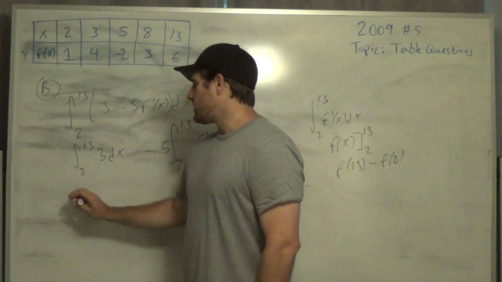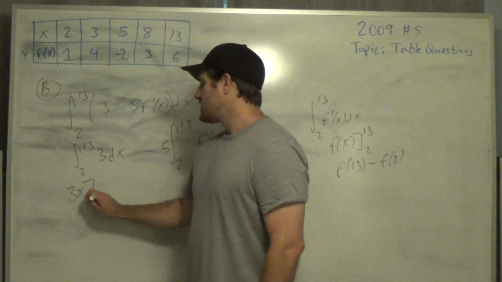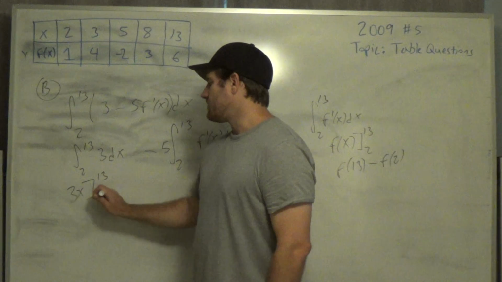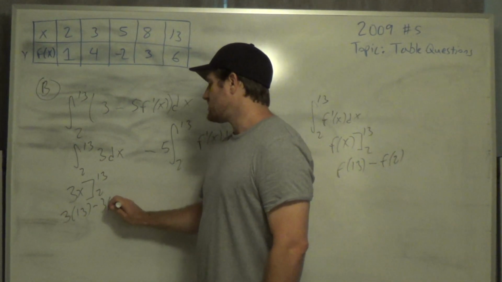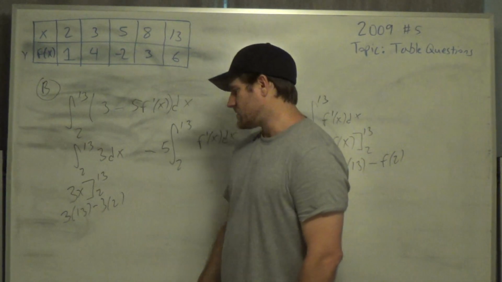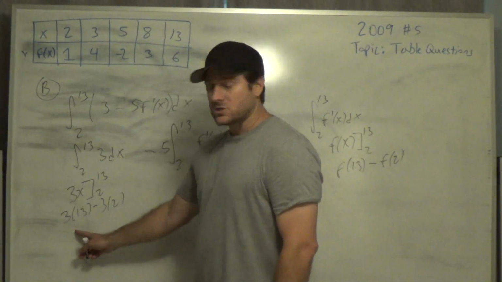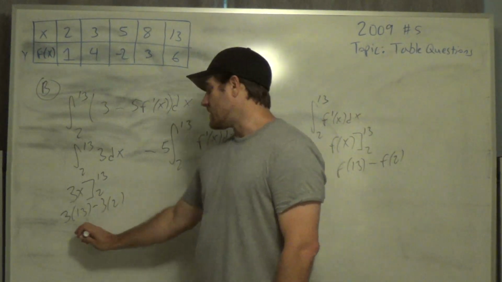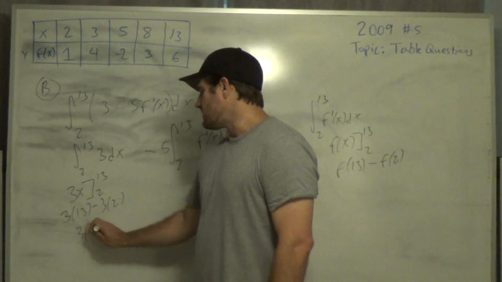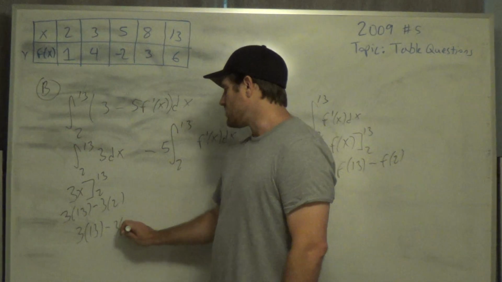Well, what's the antiderivative of 3? 3x. And then we plug in the top and the bottom and subtract. So I get 3 times 13 minus 3 times 2. Now you don't even have to simplify this, okay? You could. That's 39. That's 6. You could subtract and get 33. But you could also simply leave this and don't do anything.